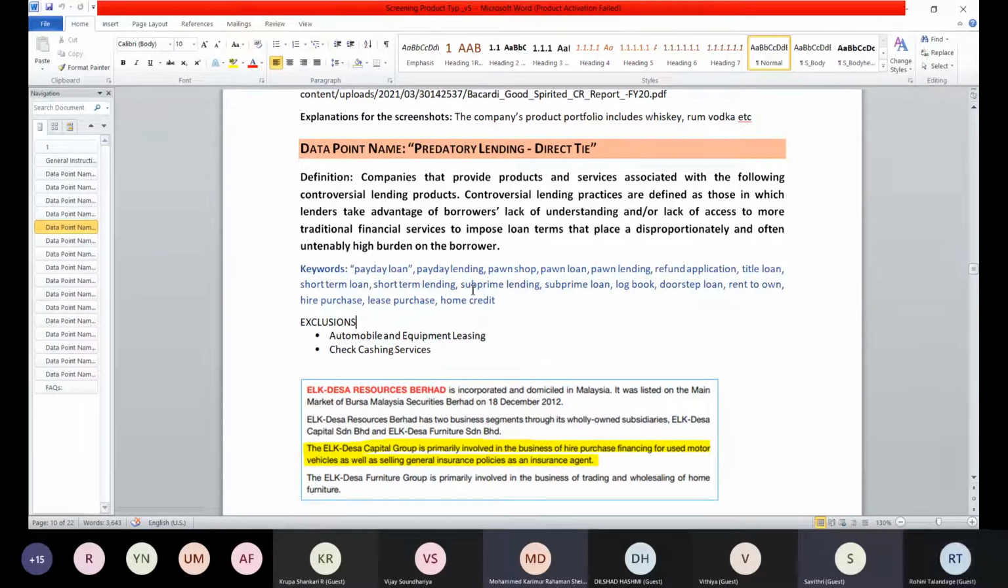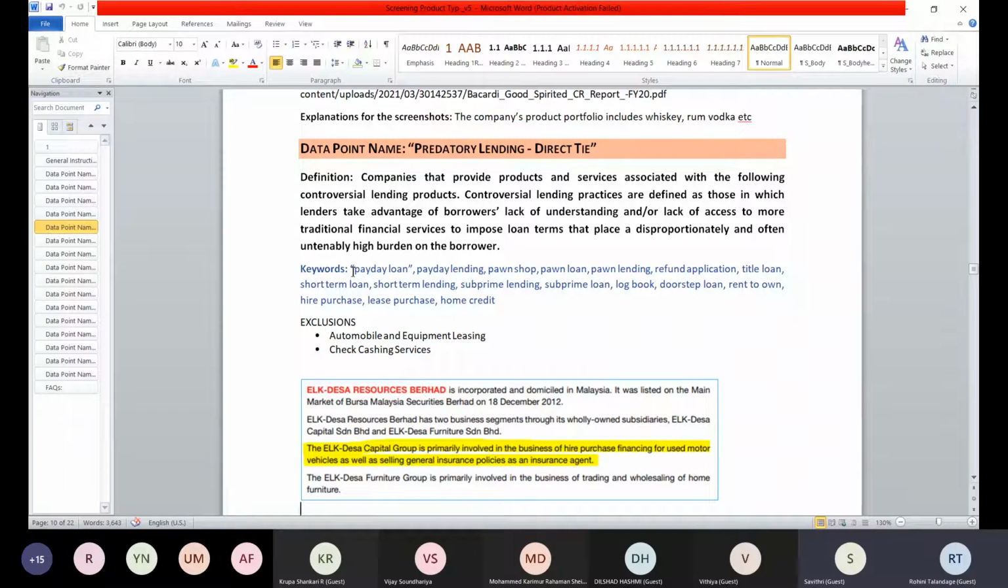These advertisements, payday loans and all. So these are like predatory lending. Okay, so in this case, you will pay a high rate of interest. So if a company is providing these kinds of services, then we have to mark it as yes.